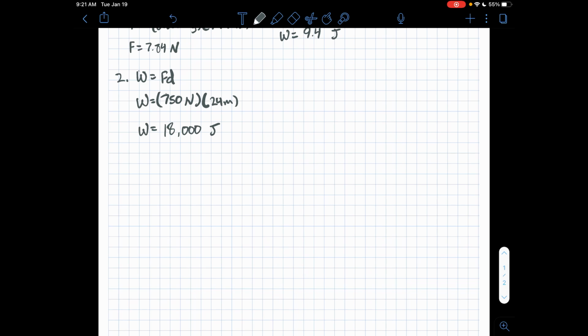Now, let's move on to something a little bit more complicated. Force and displacement at an angle. In certain examples, the force applied to an object may be at an angle, such as when you are using a lawnmower. For those questions, you will need to use this slightly modified equation.